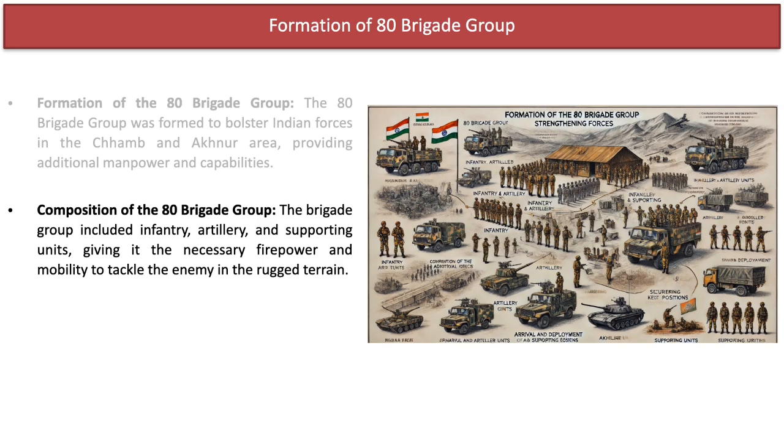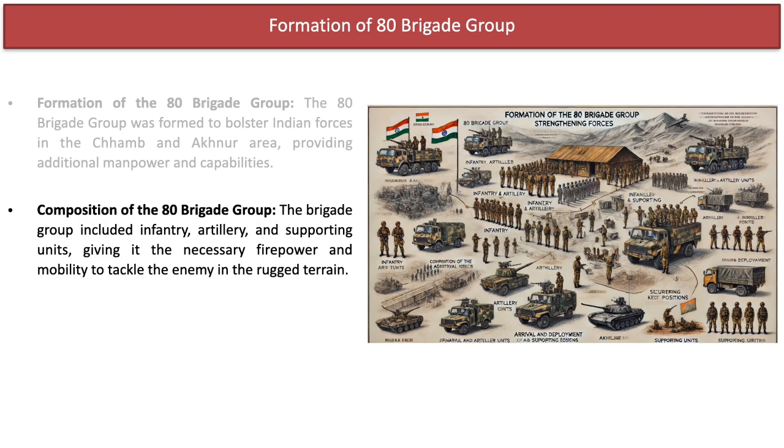Supporting them was a robust artillery component. Artillery units provided the heavy firepower needed to break through the fortified enemy positions and suppress their defensive fire. Equipped with heavy guns and howitzers, these units could deliver devastating barrages, soften up the enemy defenses, and provide covering fire for advancing infantry. In a region like Chham and Akhnur, where the terrain provided plenty of natural defenses for the enemy, the role of artillery was crucial. It allowed the Indian forces to neutralize enemy strong points and disrupt their formations from a distance.